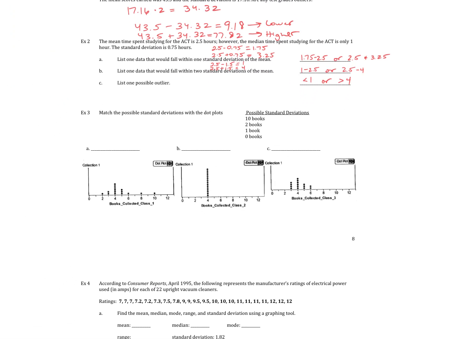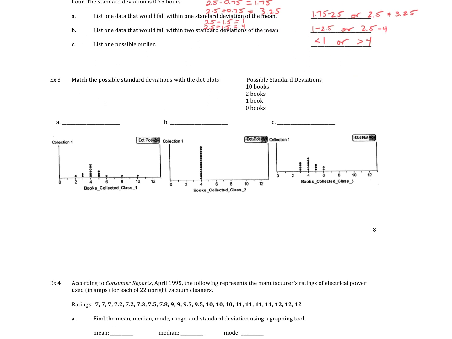So now example 3 says to match the possible standard deviations with the dot plots. So think about it. If standard deviation is a measure of how much the data varies from one to another, a bigger standard deviation is going to lead to more varied data, whereas a lower standard deviation will lead to less varied data. So go ahead, pause the video, and match up the possible standard deviations.